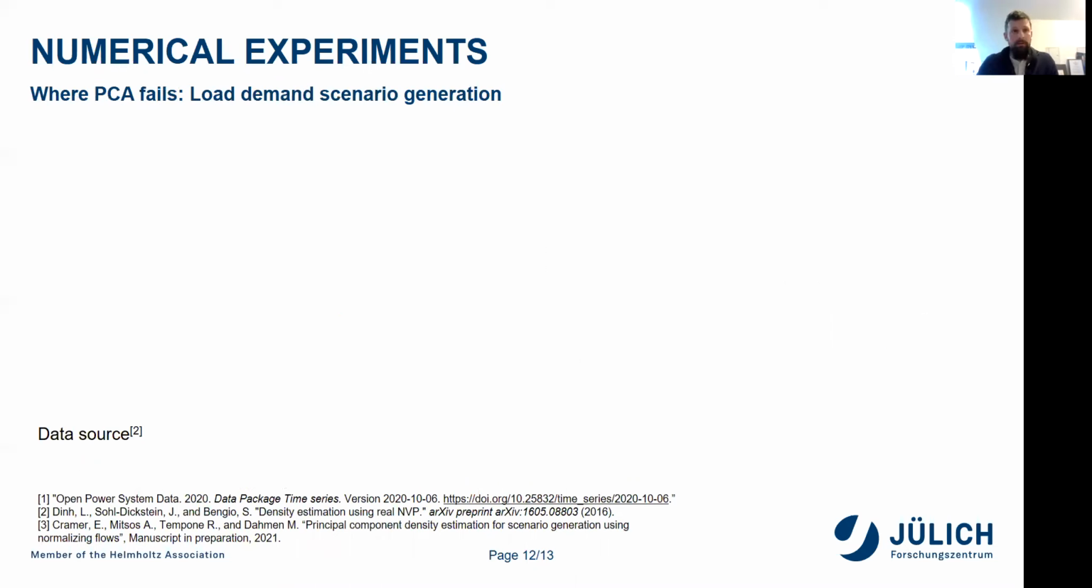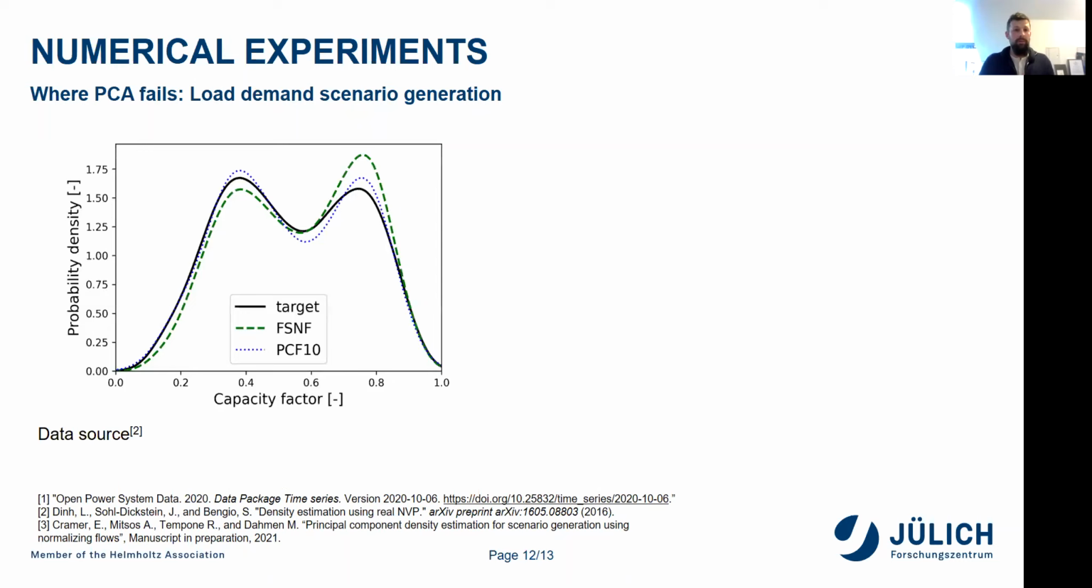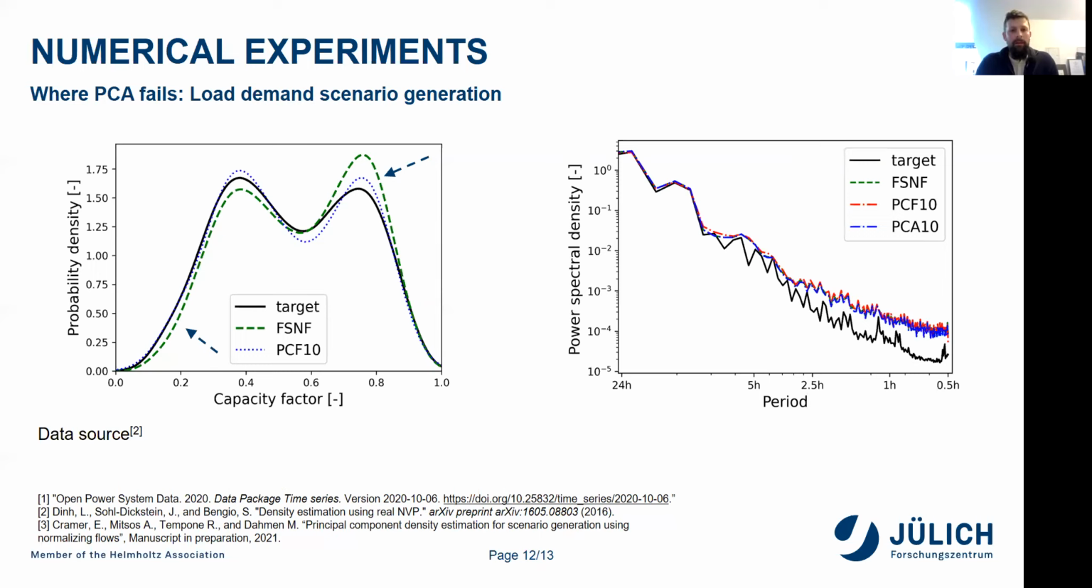Now, what I've shown you so far makes the PCA dimensionality reduction look really, really good. And I don't want to say that it isn't, but we also have to consider cases where it doesn't perform perfectly. And one of those cases is the load demand. Now here, looking at the probability density, we again see for the full space normalizing flow that it struggles to match the distribution well, and we again see a somewhat improved fit through dimensionality reduction. If we then go on and look at the power spectral density, we see something else. What we see here is that despite dimensionality reduction, we get significantly more noise in the data that we didn't see in the historical data set.